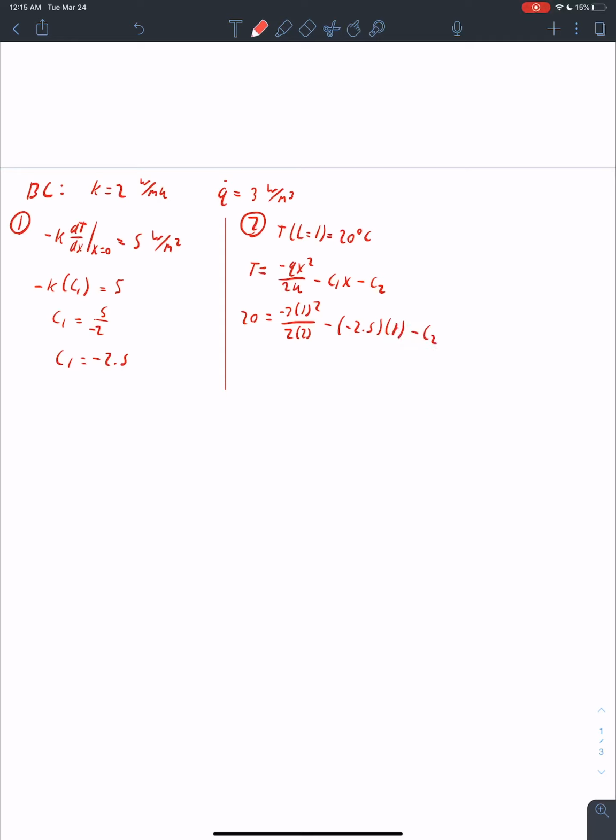minus C2. So if you simplify all of this down, you would get C2 equal to negative 23.25. Because all of these terms become positive when you move them over to the left-hand side, and it's ultimately negative because of the negative C2.